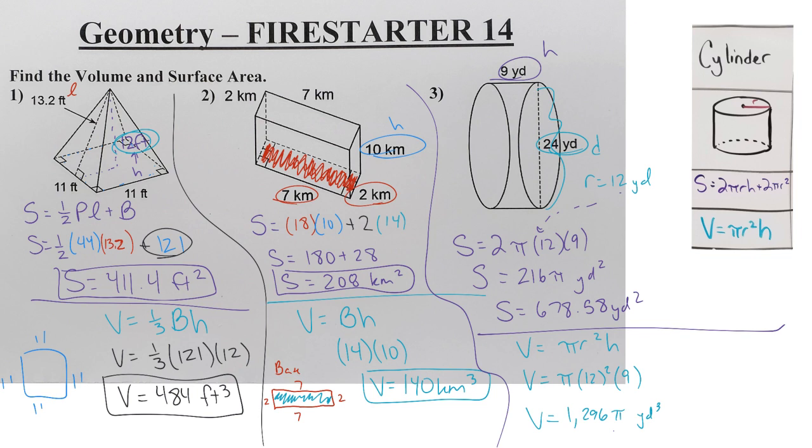Now, I'm going to do 1296 times pi. I'm going to end up with 4,071.5. So my volume is equal to 4,071.5 cubic yards. And that's it.